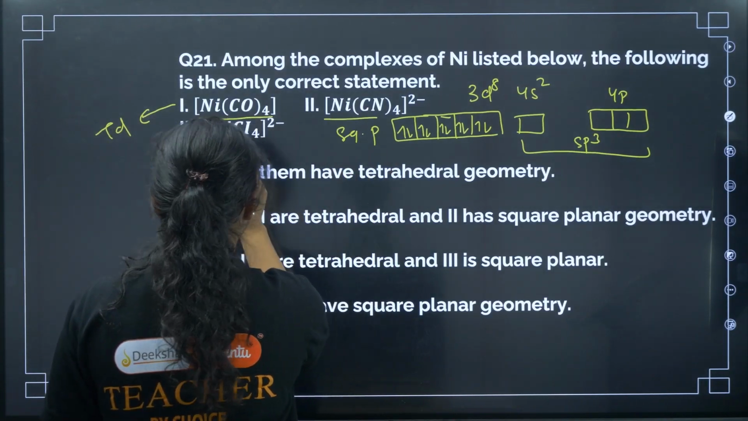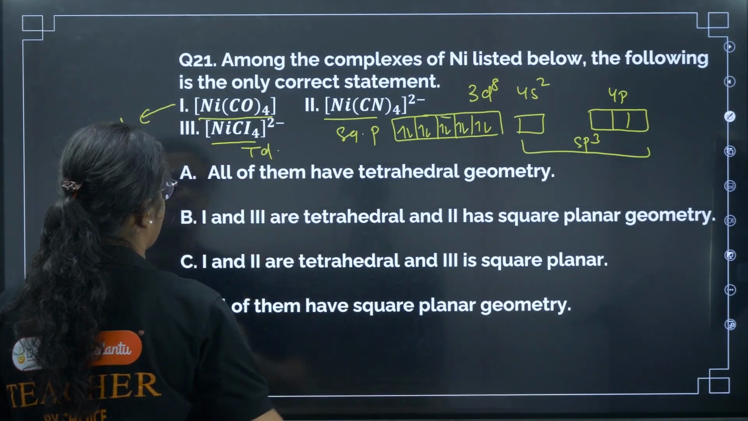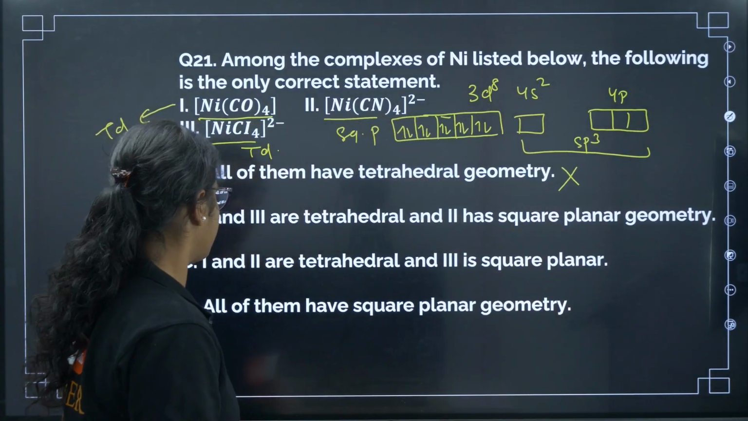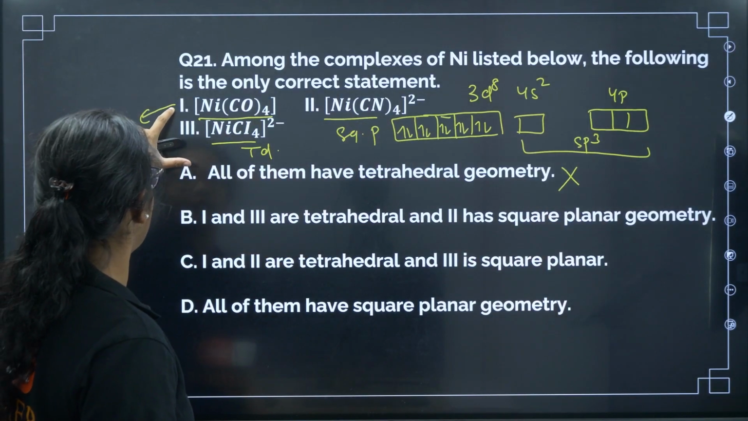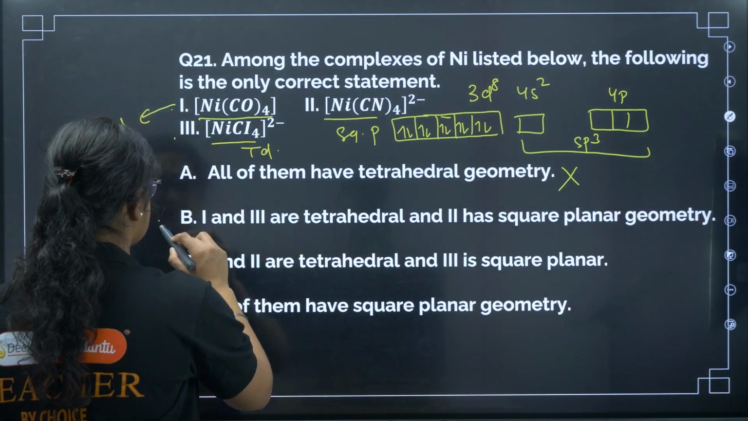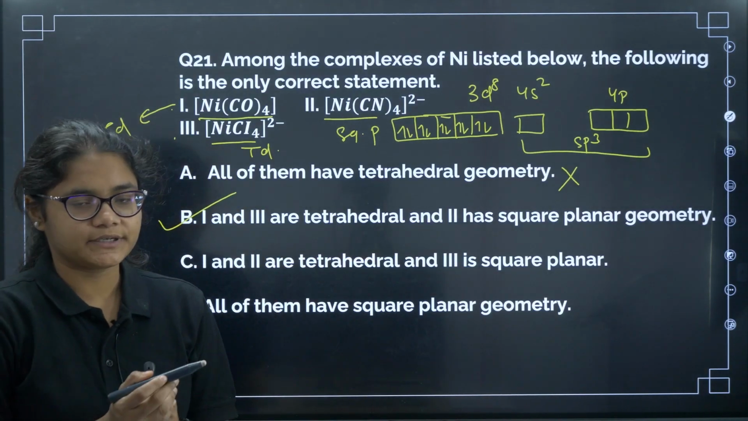[Ni(CN)4]2- we know is square planar, [NiCl4]2- we know is tetrahedral. So all of them have tetrahedral geometry, this is incorrect. 1 and 3 have tetrahedral and 2 is square planar. This is correct. So the correct answer will be option number B.